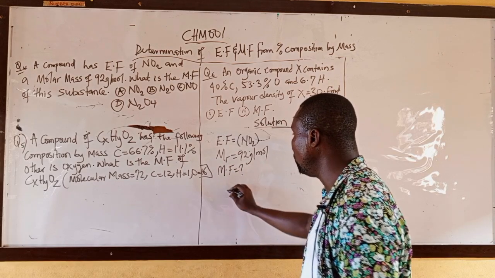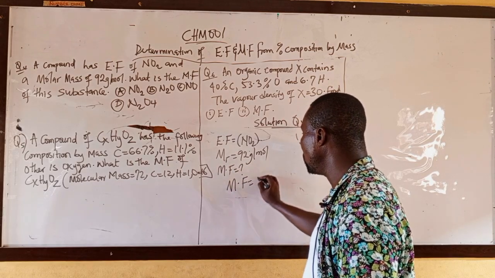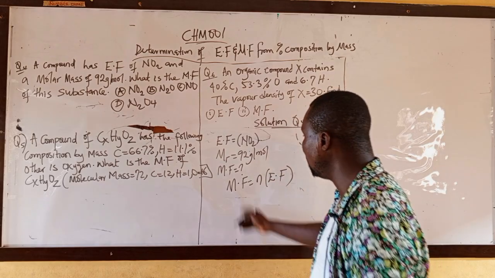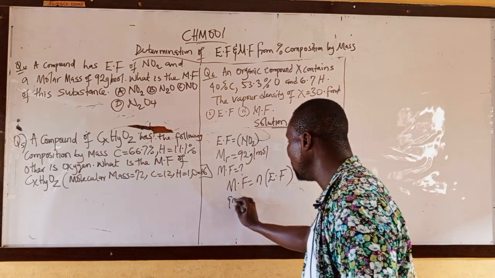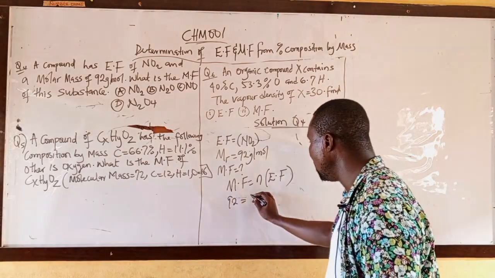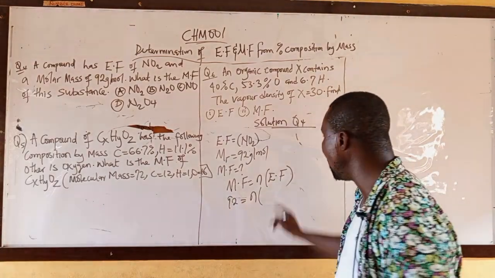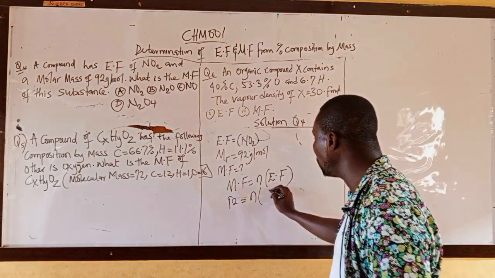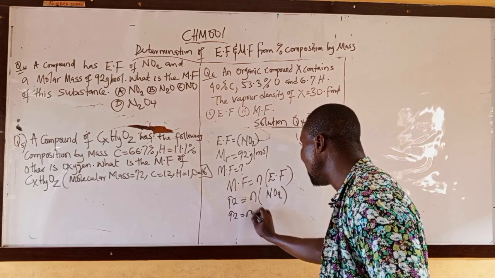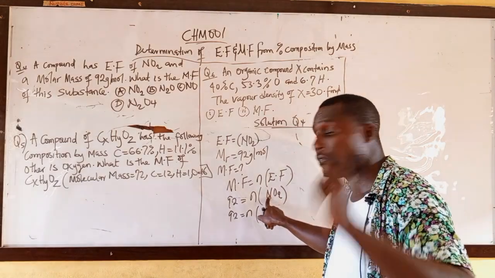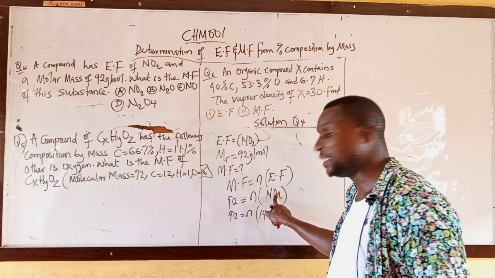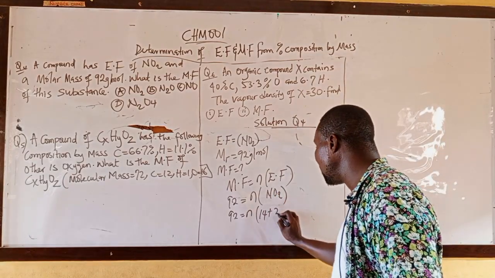I told you, molecular formula equals N times empirical formula. In this case, the molecular formula mass is 92, the relative molecular mass. Then look for N. The empirical formula of the compound is NO2. From here, 92 equals N times, nitrogen is 14 plus oxygen, 16 times 2, that means 32.